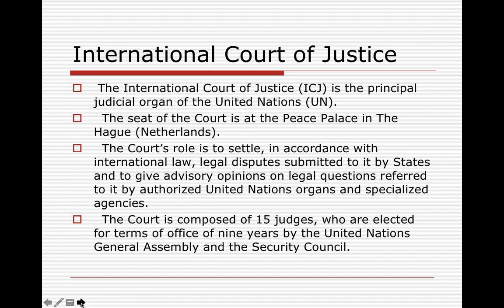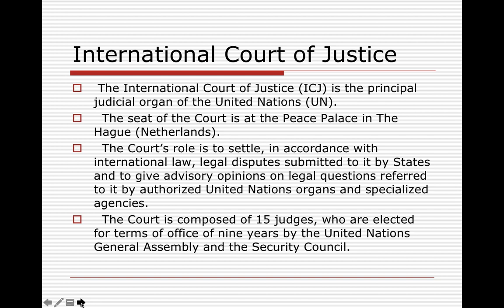Some critics of the court have said that this particular opinion suggested what is called non liquet, which is no law. But the point that I want to make here is that the International Court of Justice also provides an advisory opinion on legal questions referred to it by the United Nations.